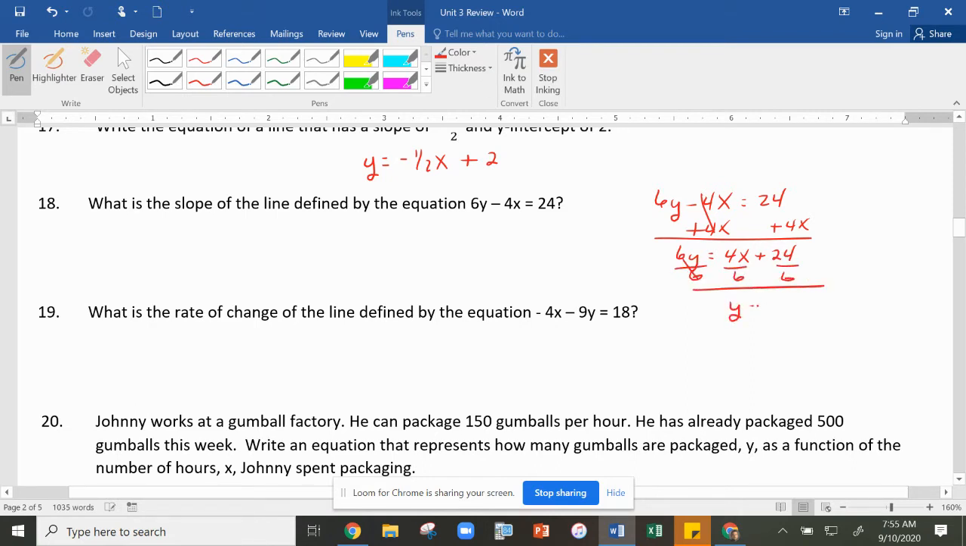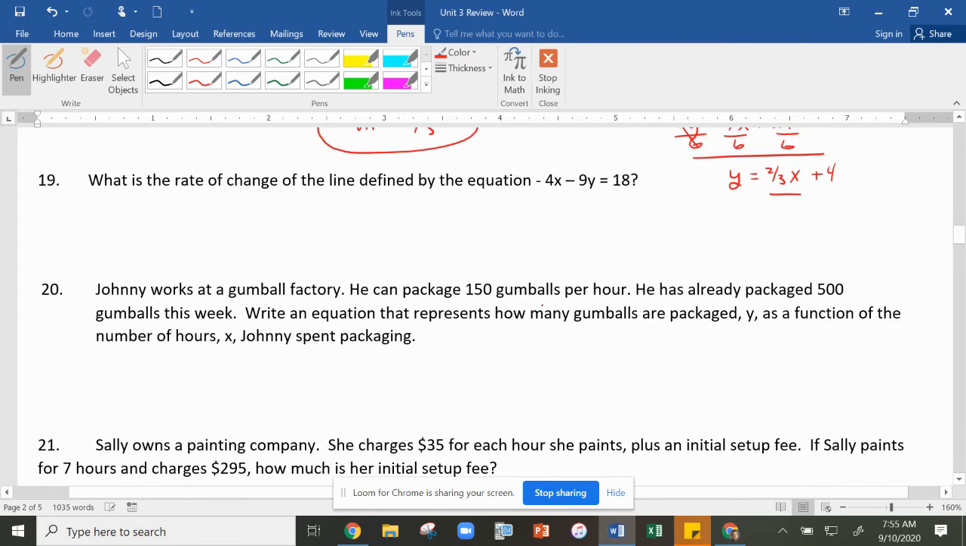And so now we have y equals, this can reduce to 2/3x plus 4. Use that calculator to help you. And so now you can see that the slope is going to be 2/3. So m is equal to 2/3. All right, so general rule, if you're not in slope-intercept form, in other words, if the y is not by itself, you need to get the y by itself.